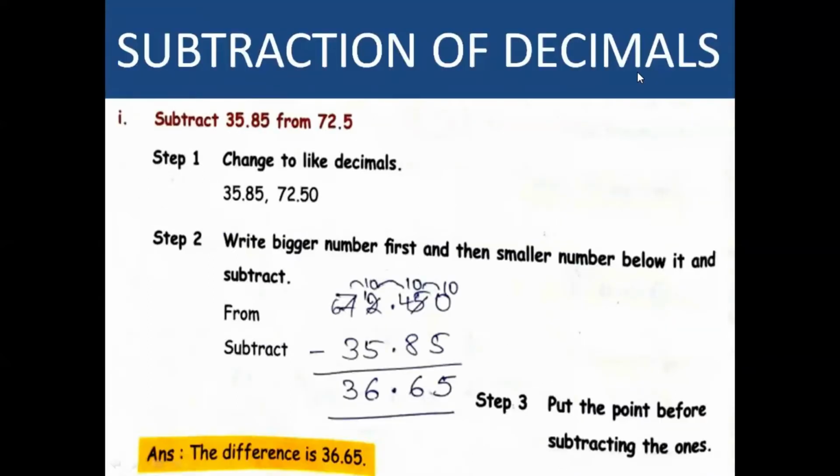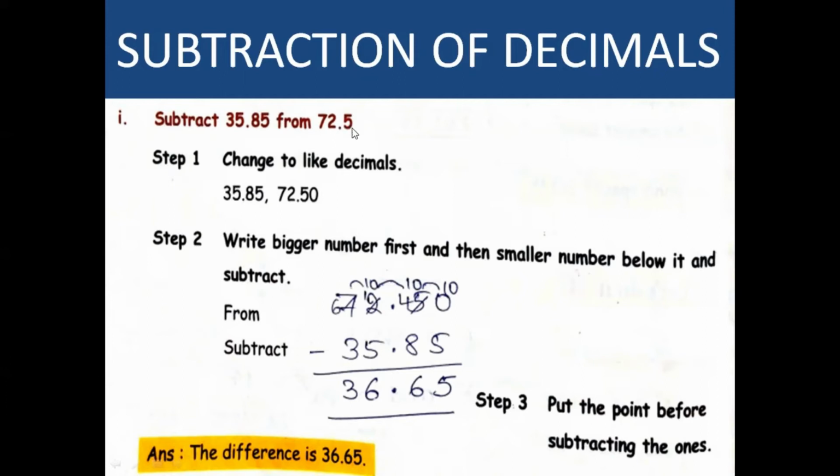Subtraction of decimals. Subtract 35.85 from 72.5. Step 1. Change to like decimals. The decimal part should be the same. 35 and 72 are whole numbers. 85 and 5 are decimals. So the decimal part should be the same.